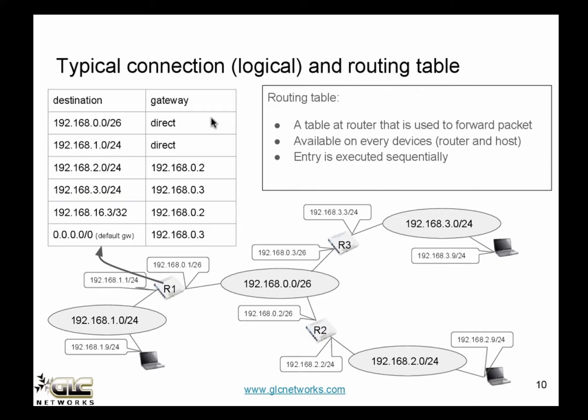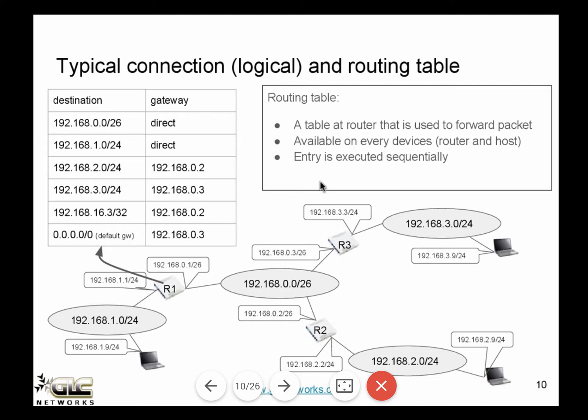So typical connection. We have the logical topology here, and then the routing table. As you can see, on each router we have a table. We use that table in order to forward packets. Every time a packet comes in to the router, the router will use this table to forward the packets. This routing table must be available on every device, not only routers, but also end devices like your laptop and smartphone. They must have a routing table.